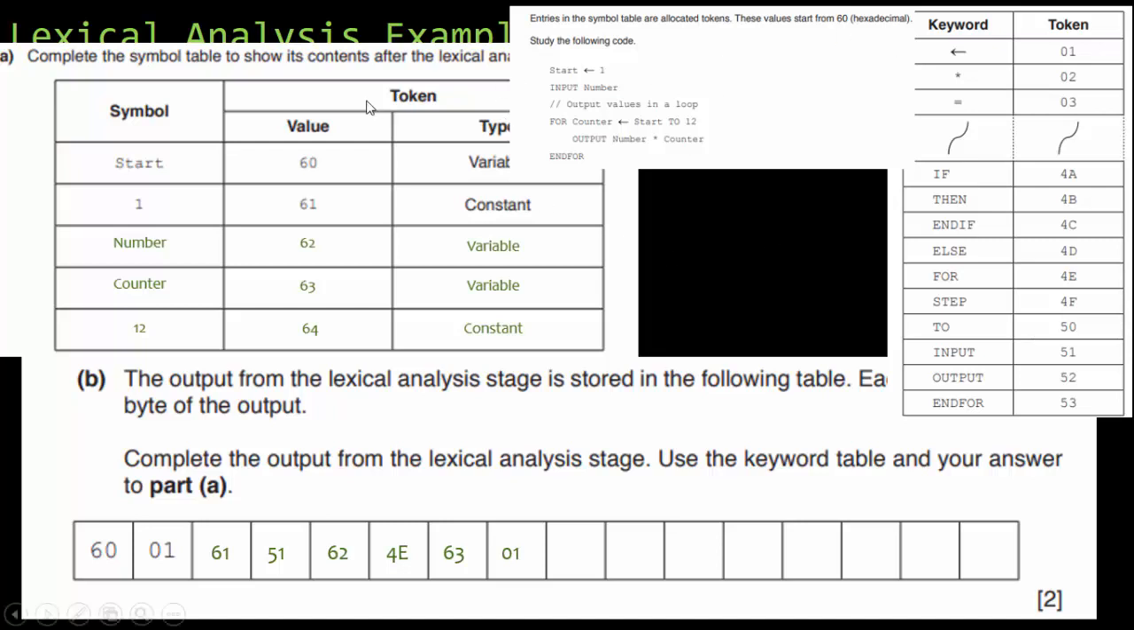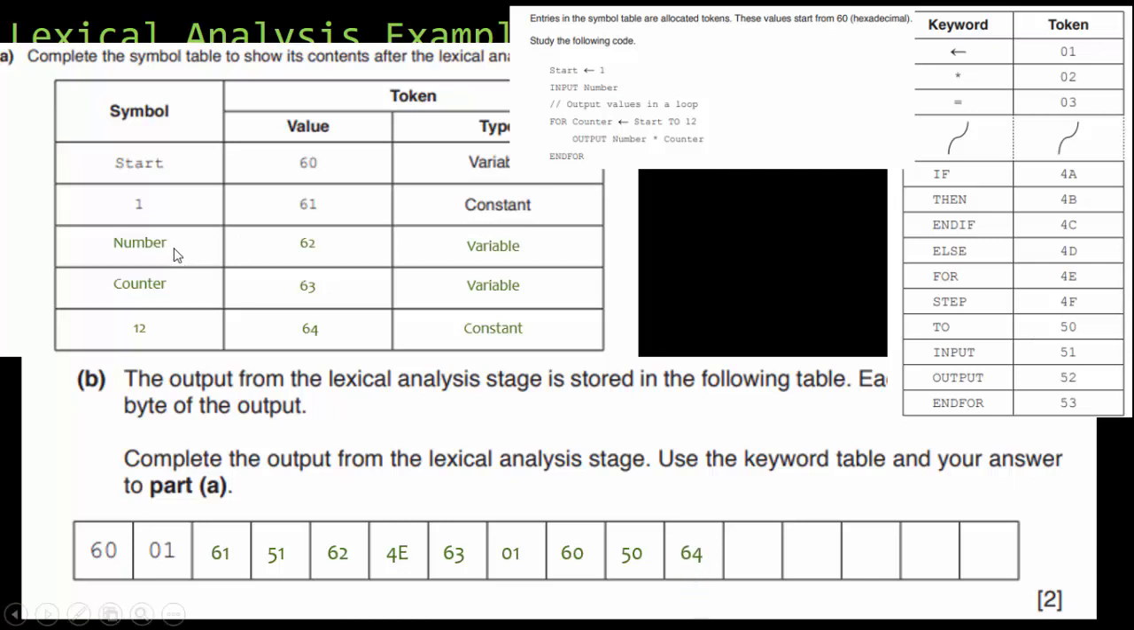Now, where are we at? We're at the arrow. Oh, we're looking for start. Start was identified by 60. We look for TO. TO is in the symbol table, or the keyword table, excuse me, that is 50. And then I look for 12. 12 is in my symbol table. We put it at 64.